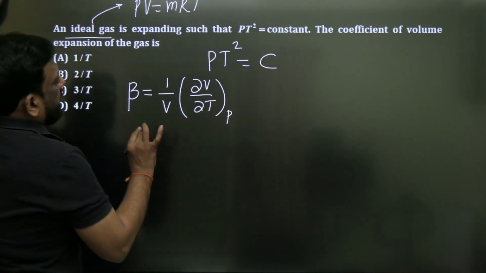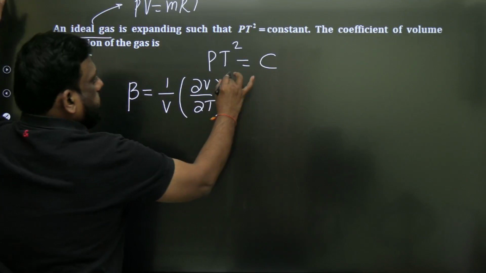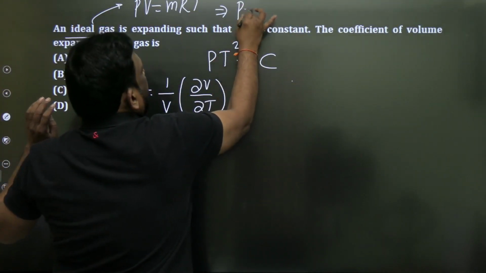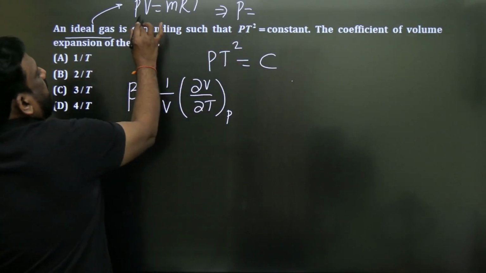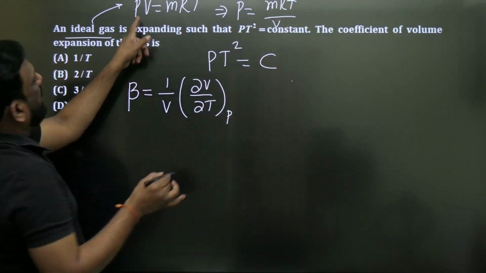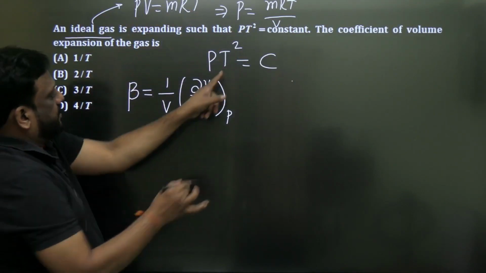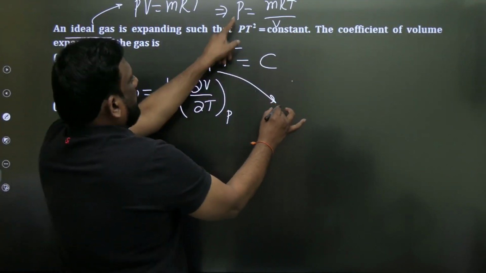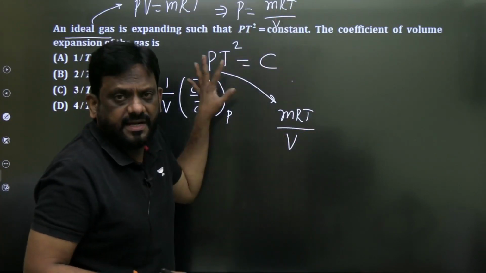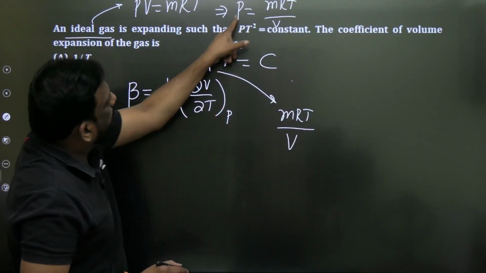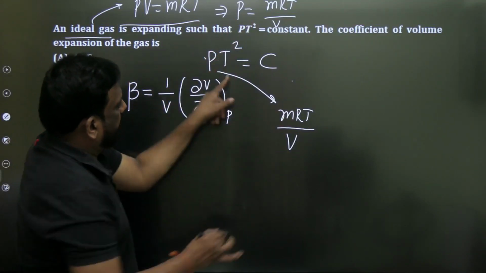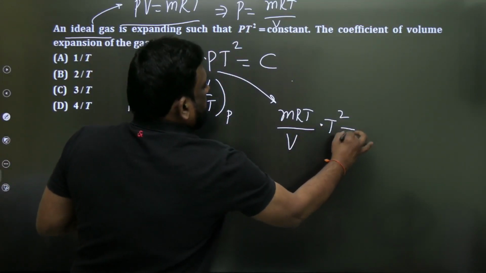Look, can we write this as, dear students, P T square is constant. So what is the value of P here? Can we write P as mRT by V? Yes. So let me substitute here. P is mRT by V. This is from the thermodynamic relations chapter. This is an ideal gas, therefore I have used the ideal gas equation. P is mRT by V into T square is equal to constant.